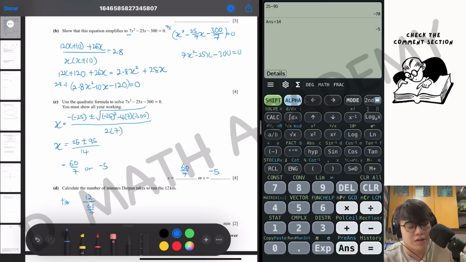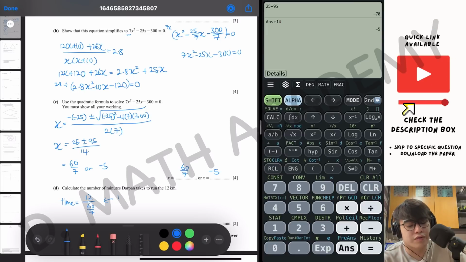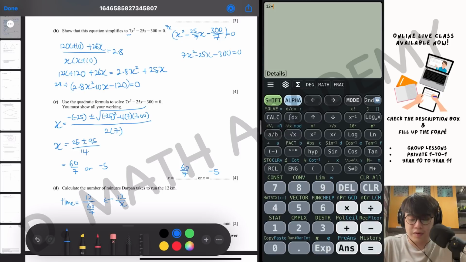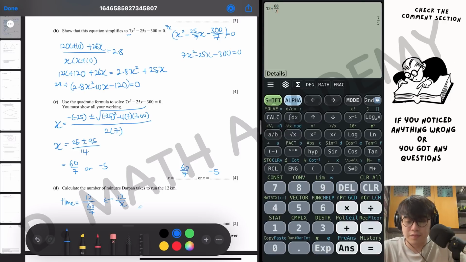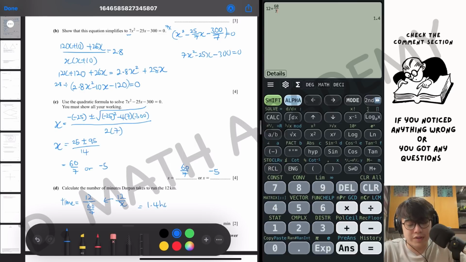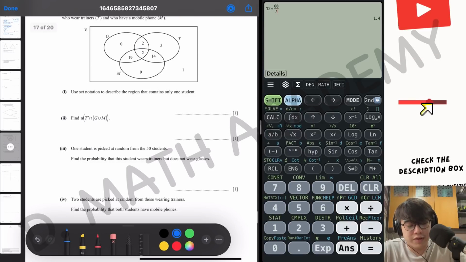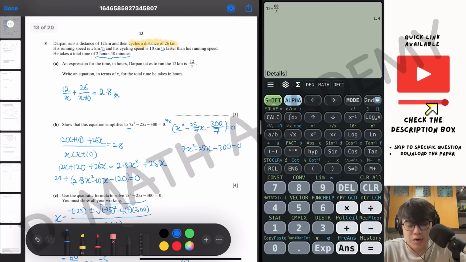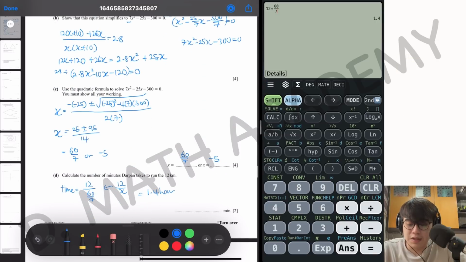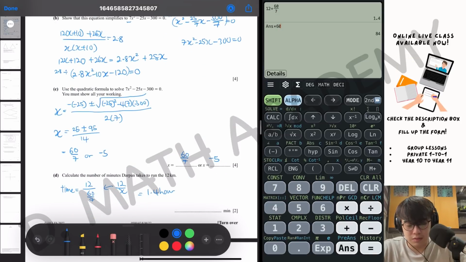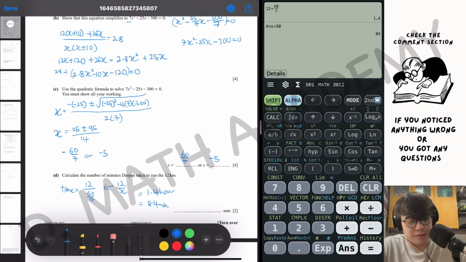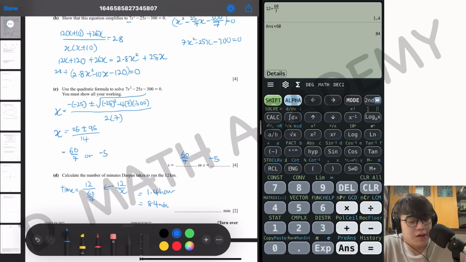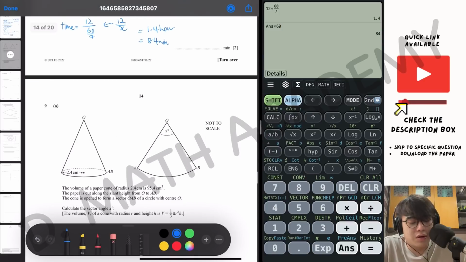Okay, so this here is actually 12 over x from the previous calculation. 12 divided by 60 over 7, you should get your answer as 1.4 hours. And in 1.4 hours, to change it into minutes, you have to multiply by 60. That will make it 84 minutes. So that's how you get this D sorted out here.